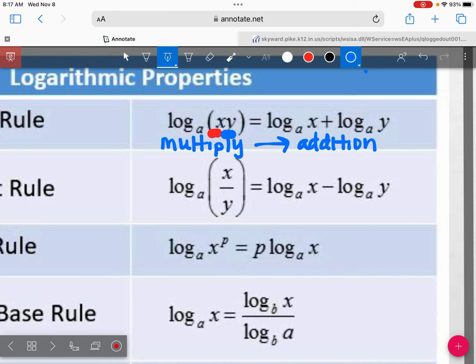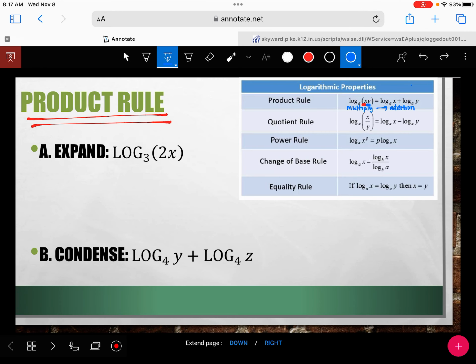So instead of having the log base a of x times y, I can expand it to the log base a of x plus the log base a of y. So today we're just going to go through the properties, and tomorrow we'll start solving equations that involve properties. So take a minute and copy down these two examples. We're going to expand and also condense.